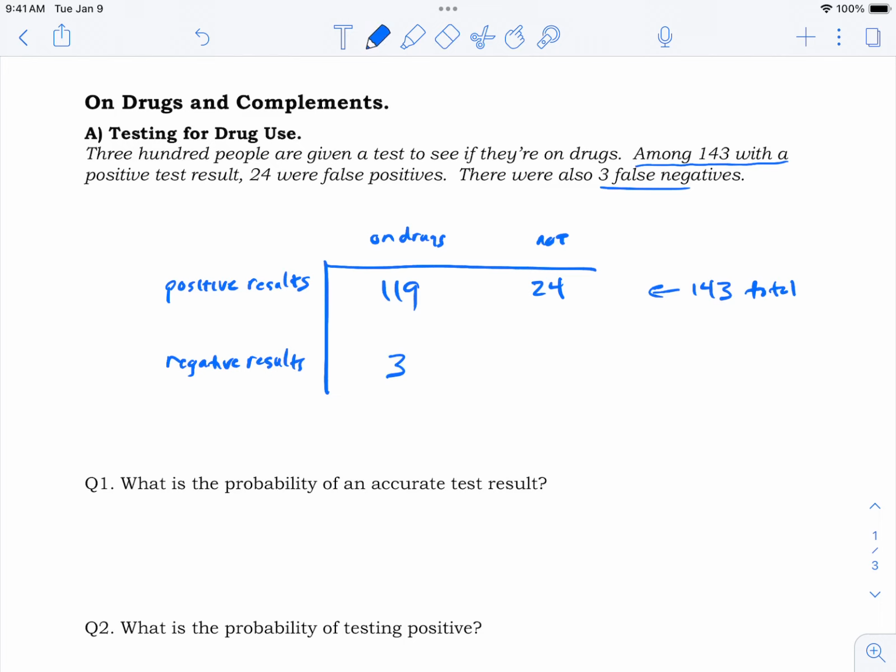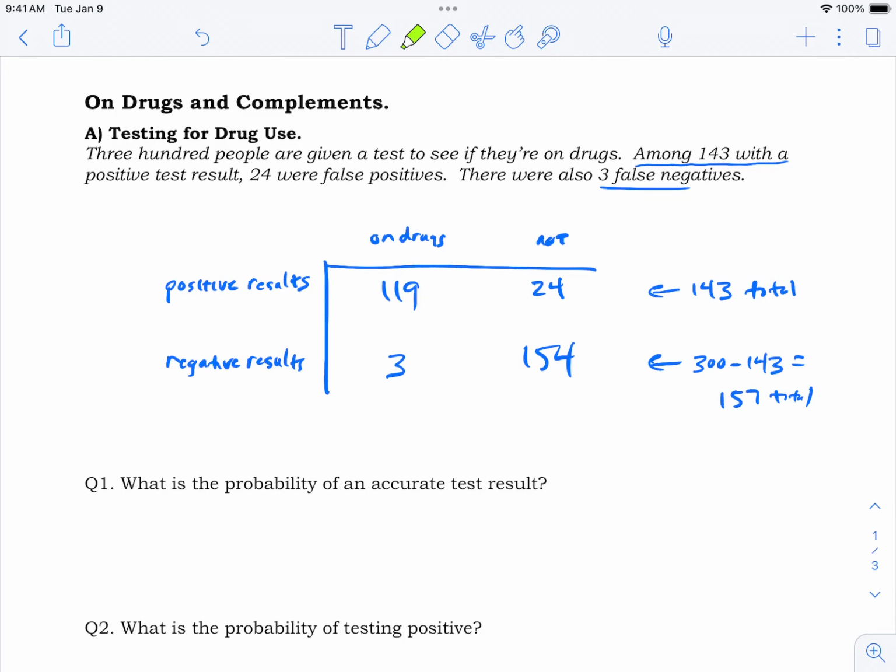Okay, cool. Now, how do we figure out this number? Well, we know there were 300 total. So if 143 are over here, it must be the rest in this row. So that's 157 total in this row, right? Okay, so if that's 157 total, and 3 of them are here, then this must be 154. That's nifty. We got our table. That's every possibility. Every possibility comes in 4 categories: either you get a positive result and you're on the drugs, or you get a positive result and you're not on the drugs. You either get a negative result and you're on the drugs, or you get a negative result and you're not on the drugs. I mean, what else could there be?